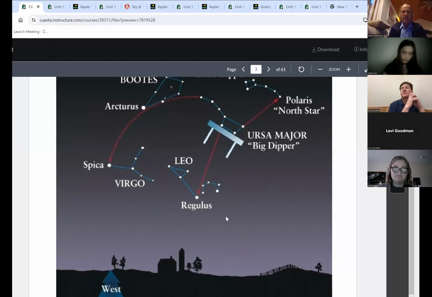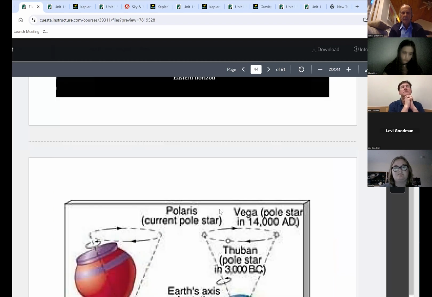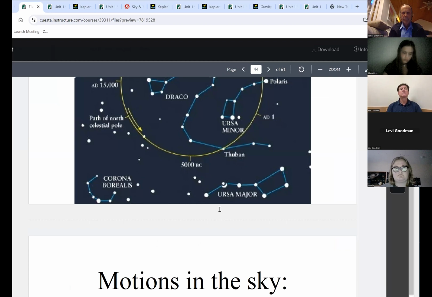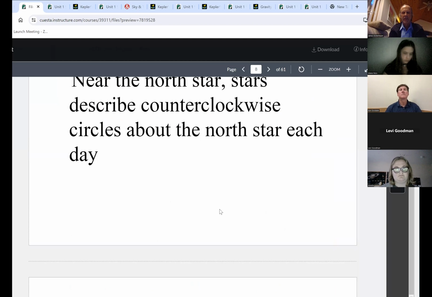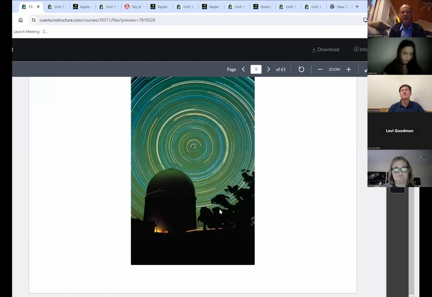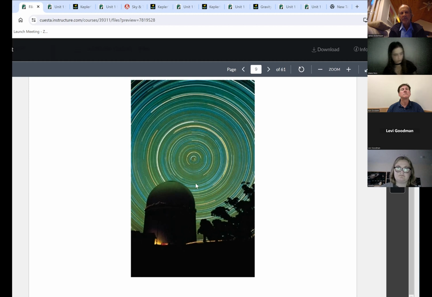Okay, so these general motions in the sky: stars describe counterclockwise circles around the North Star each day. And here's a time-lapse photo, this is up in northern Alaska in the deepest part of winter, so that the sun never rises, so that you can get a full 24-hour view of the stars. This is an overexposure of the stars that are going around the North Star. And so this helps to illustrate what we were saying about the general motions of the stars in the sky.